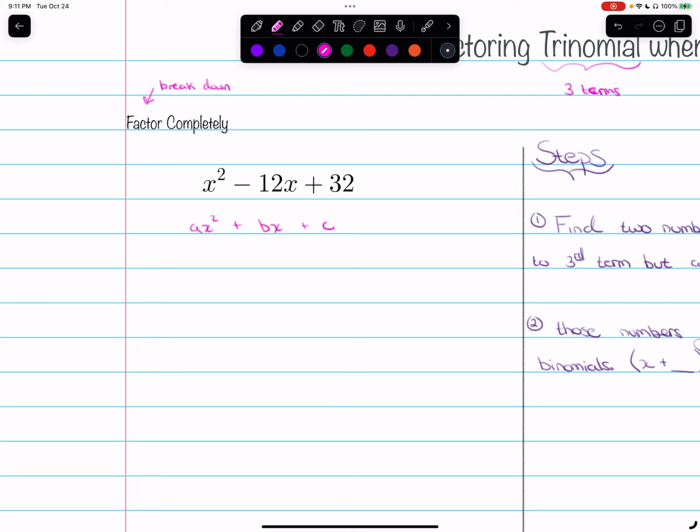So that means that a is going to be equal to 1. That comes from here. B is going to be equal to negative 12. We always take the sign with the number. And c is going to equal 32. These are the numbers that we will use to figure this out. This process works when your a equals 1.